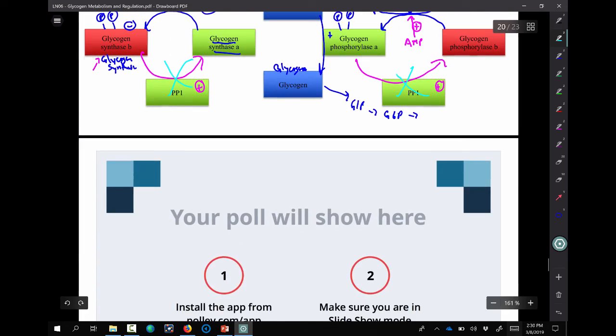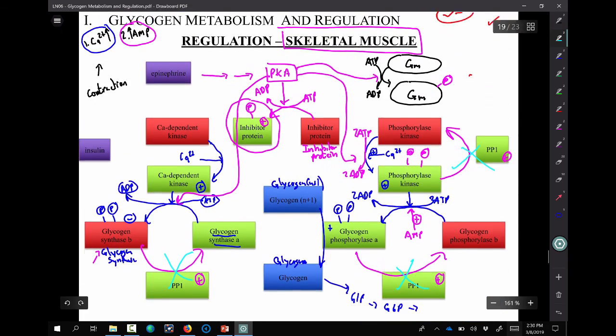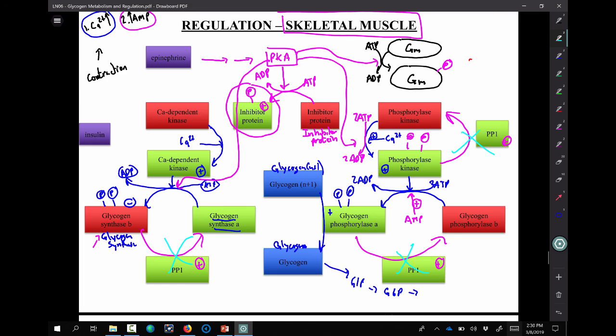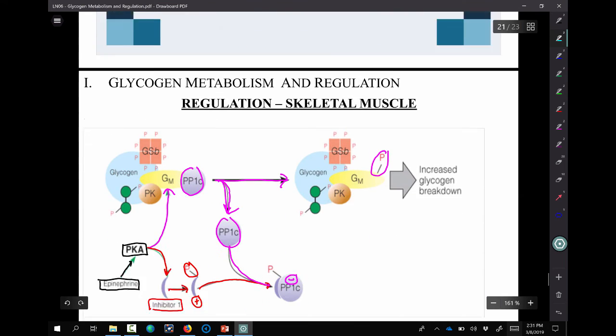Question: would the inhibitor protein ever be active while insulin is present? The honest answer is, I don't know. The regulation of this, in particular in the reversible direction, is not so straightforward. Everything that I just showed you is pretty straightforward, at least from what I can find in the literature. The reversible aspects are not. Let me just show you this.